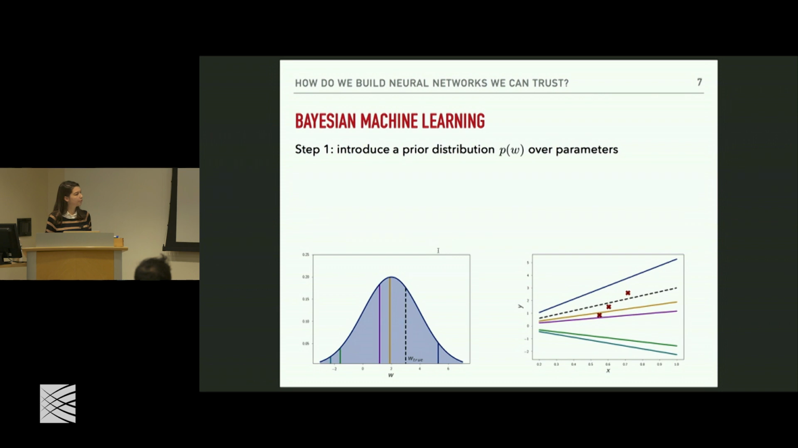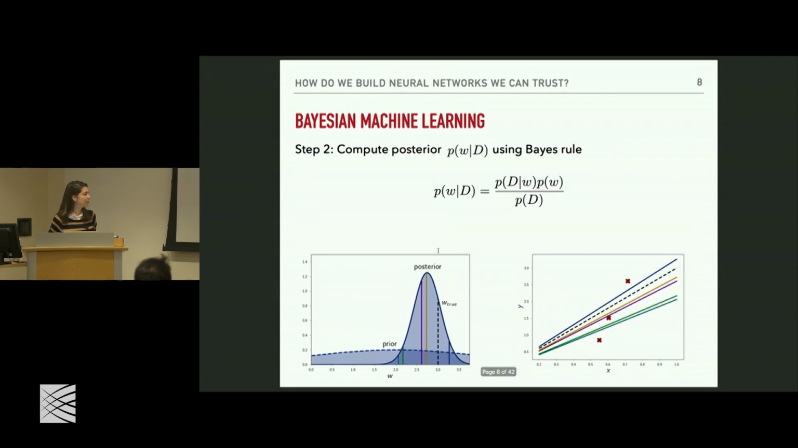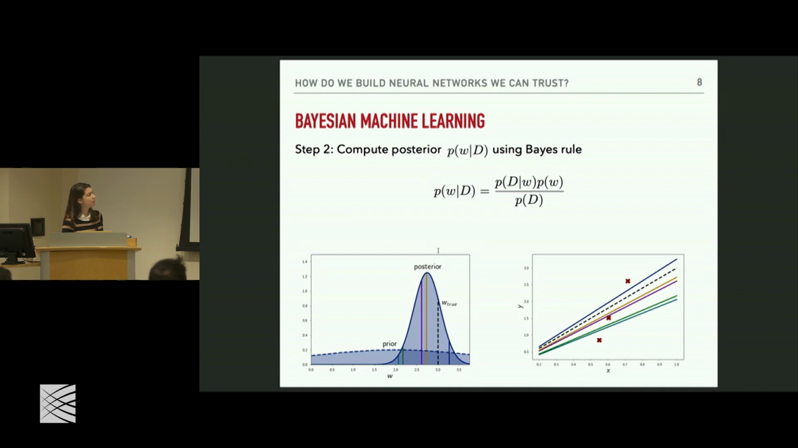After we observe the data points, we may update our beliefs about w, and we compute the posterior distribution of w given the data using Bayes rule. So in the Bayes rule formula, it's proportional to the likelihood of the data given a particular set of parameters times the prior belief about this set of parameters, also normalized by the marginal likelihood of our data.